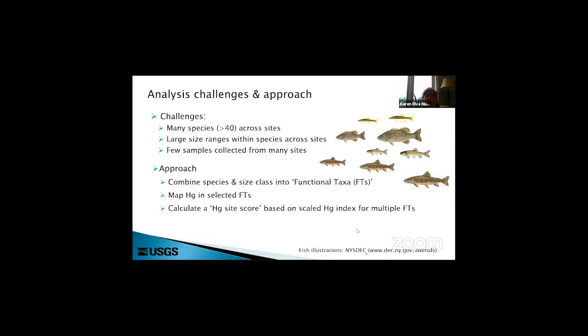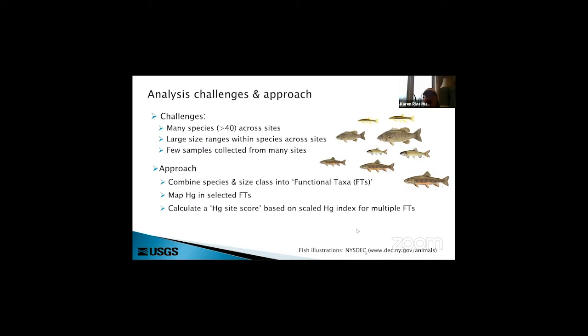So our approach was to combine species and broad size classes that we formed into what we call functional taxa. And we then selected certain functional taxa that were more widely distributed, and we mapped these in relation to human health guidelines and wildlife guidelines. And then, in order to use more information from more species across the state to look at some of these patterns and some of these drivers, we calculated what we called a mercury site score.